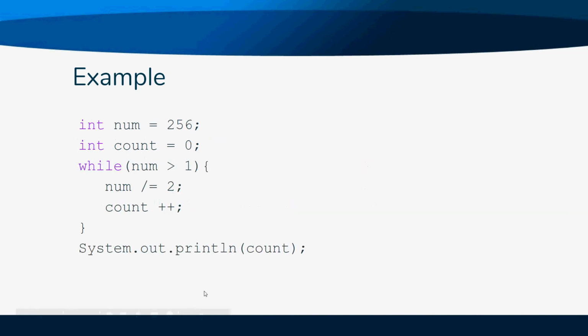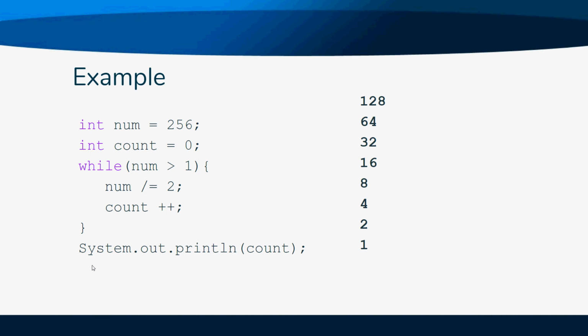Okay, here's another example of a counter. In this case, I've got two counters. I've got num and I've got count. Num is 256. So in this loop, I have num divide equals 2. That would give me 128. And if I did that again, because 128 is still greater than 1, it would give me 64. Divide that in half would give me 32. Divide that in half, 16, 8, 4, 2. It gets to 1, and 1 is not greater than 1. They're equal, but they're not greater, so it falls out of the loop.